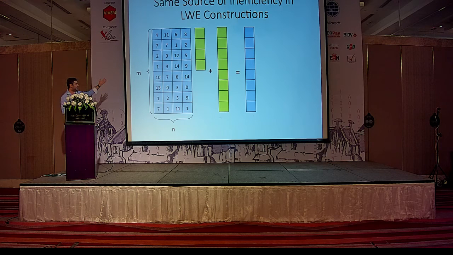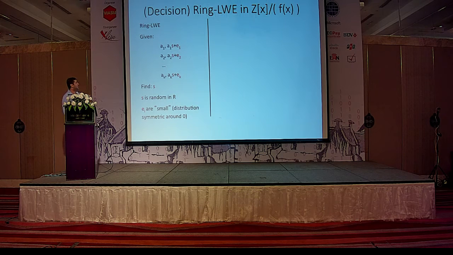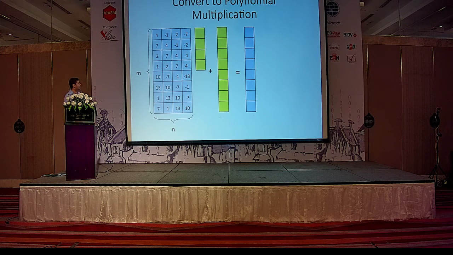So this is the usual LWE instance. You have the random matrix A times something plus something, and it gives you this. And you can convert it to polynomial multiplication because you don't want this matrix to be completely random. And then you can define the same ring LWE problem. So the search ring LWE problem is: given a bunch of polynomials A and AS plus E_i, find S, right? So that's LWE, it's the same thing. Given A and AS plus E_i, where this is error, find S.